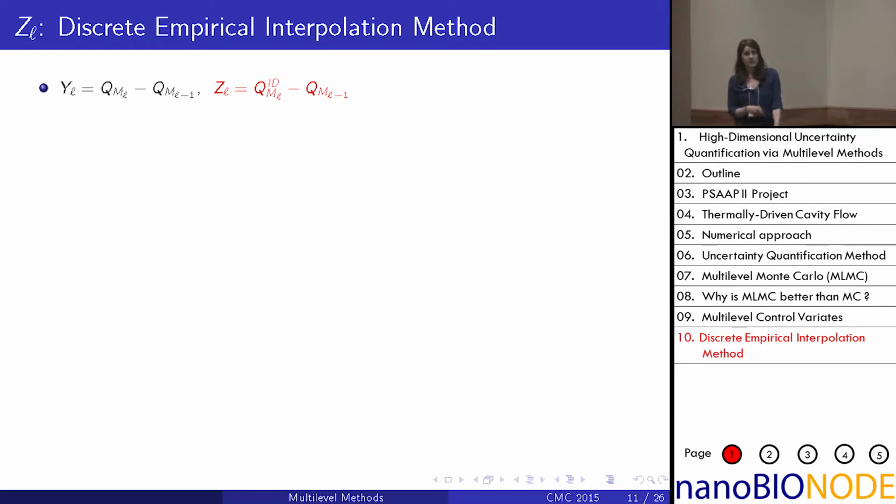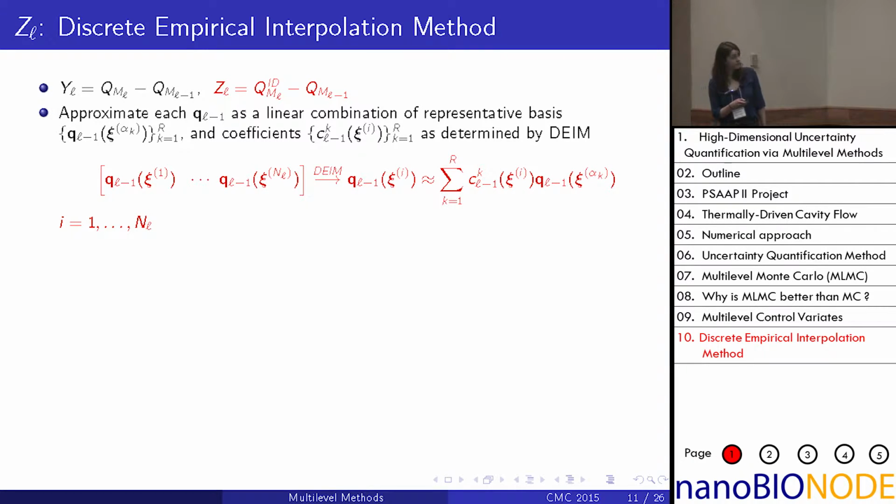So how do we form this Z? We're going to use the discrete empirical interpolation method. We have our Y already defined. We're going to define the Z_L as this Q_ID, so it's this fine grid approximation minus our coarse grid quantity. And just to note, the coarse grid data for the Y and the Z are exactly the same. We're just trying to approximate this Q by the coarse grid interpolation.